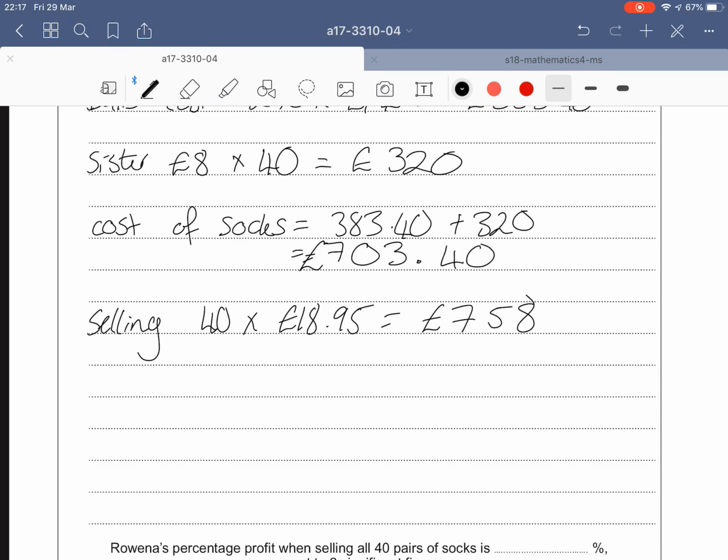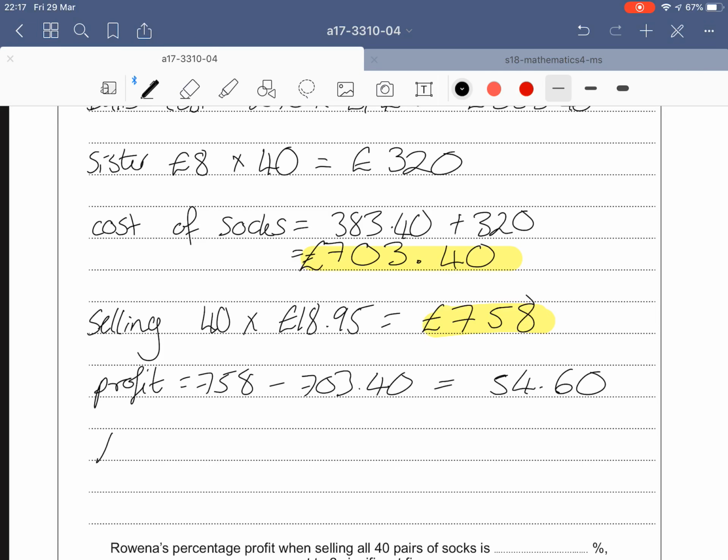So if that's how much she's making, and that's how much it costs, just take them away to see the profit. So we can do 758, take away our 703.40. That gives us £54.60. It's not a lot of money for that effort.